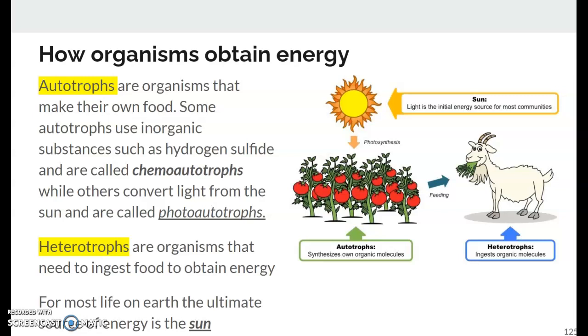Autotrophs. Autotrophs are organisms that make their own food. Some autotrophs use inorganic substances such as hydrogen sulfide, and they're called chemoautotrophs. Others convert the light from the sun, and they're called photoautotrophs. Right? Then there are heterotrophs, which are all animals. They are organisms that need to ingest food to obtain energy, right? For most life on Earth, the ultimate source of energy is the sun.